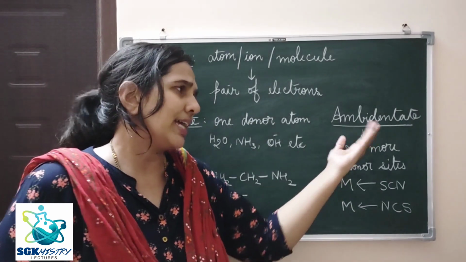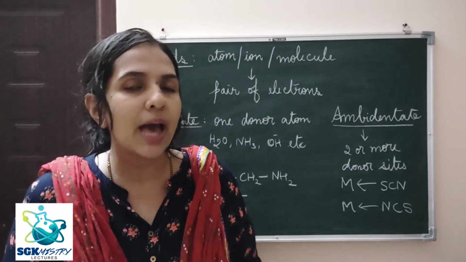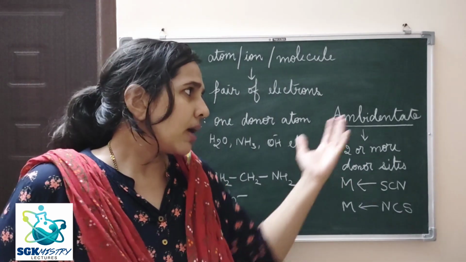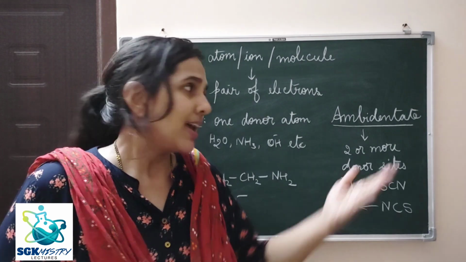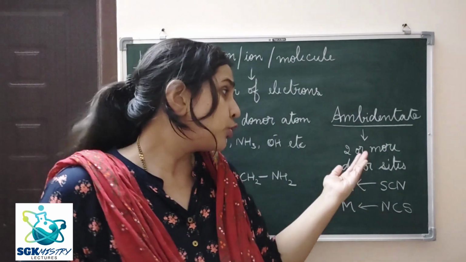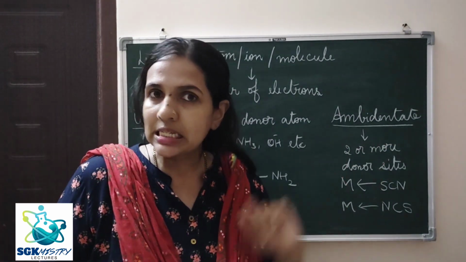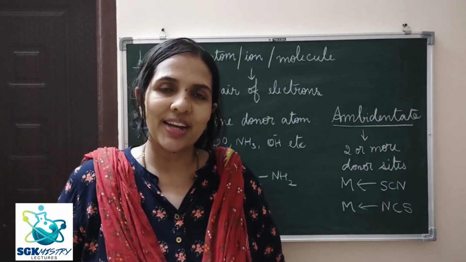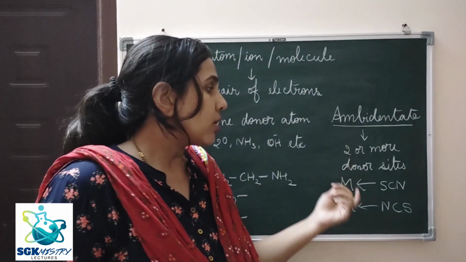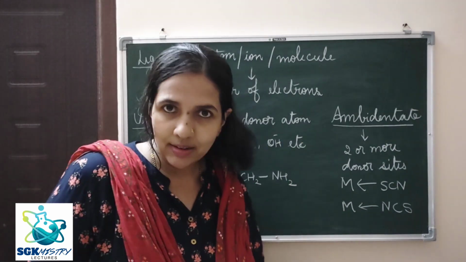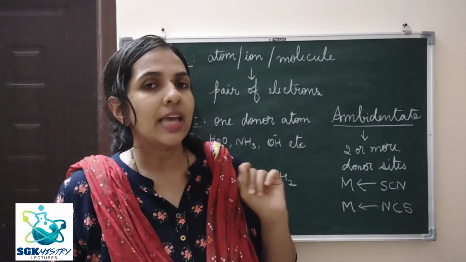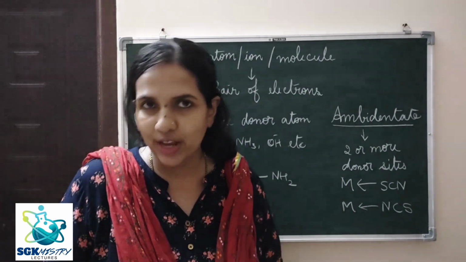Under unidentate ligands, we have to understand something called ambidentate ligands. Why am I including these ambidentate ligands under unidentate ligands? Ambidentate ligands have two or more donor sites, but still these come under unidentate ligands. What is the reason? Although they have two or more donor sites, at a time only one atom can be used to donate the pair of electrons.